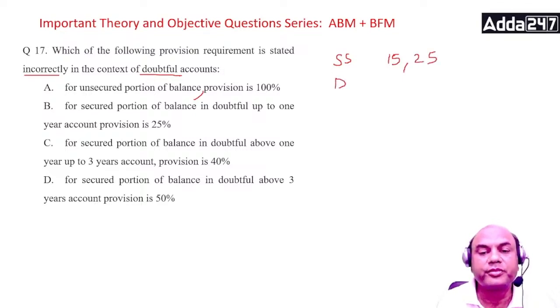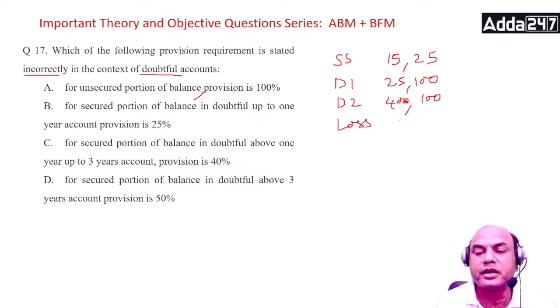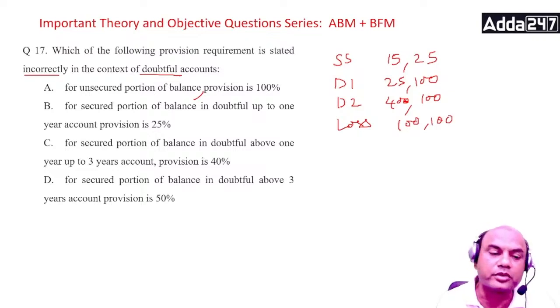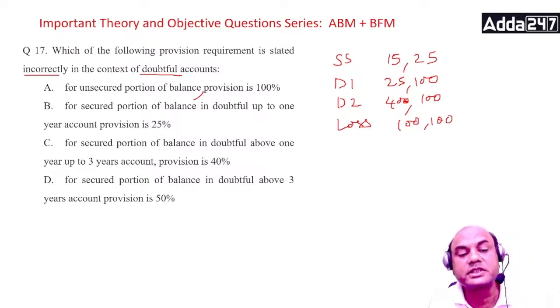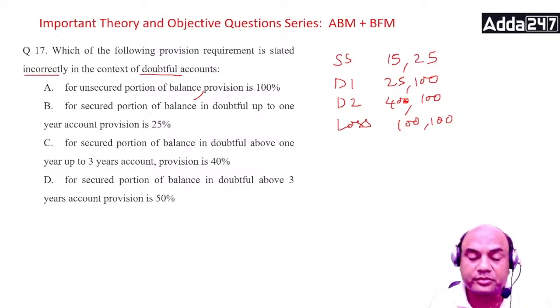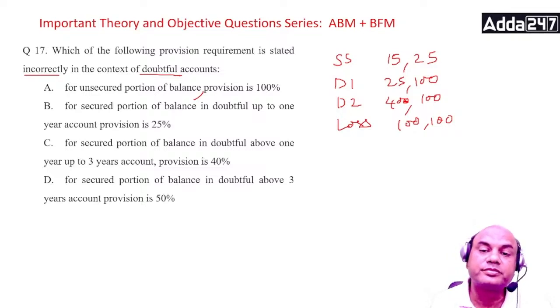Doubtful D1. What is it? 25, right? Doubtful 2, 40, right? And the last one, loss. So that is complete 100, both secured and unsecured. So now which one is correct and which one is not correct? I have given you the hint also. Now what is the answer, everyone?